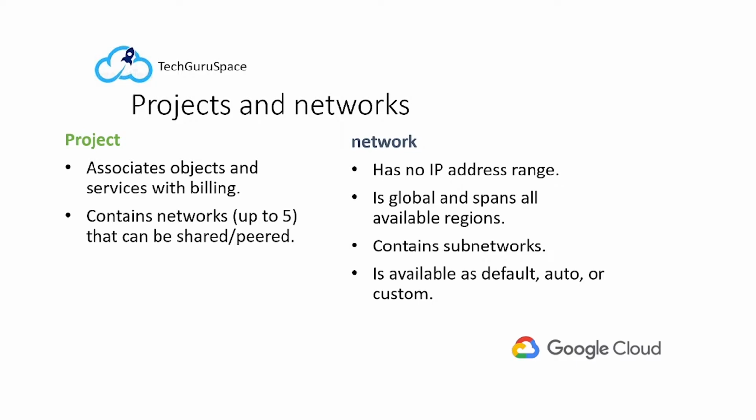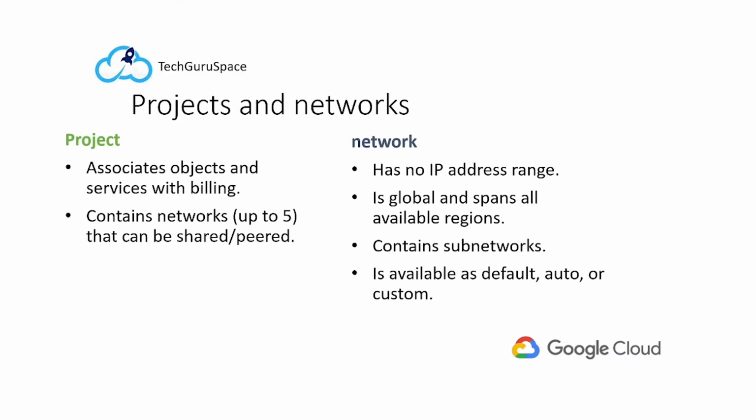So projects, what are projects? Projects are the key organizers of infrastructure resources in Google Cloud. A project associates objects and services with billing. It's unique that projects actually contain entire networks. The default quota for each project is 5 networks, but you can simply request additional quota using the Cloud Console. These networks can be shared with other projects or they can be peered with networks in other projects.